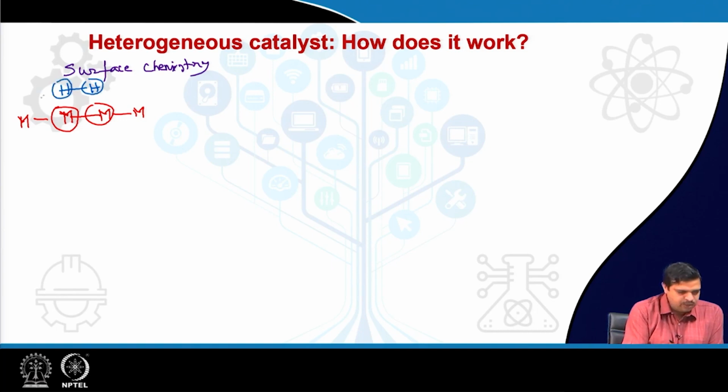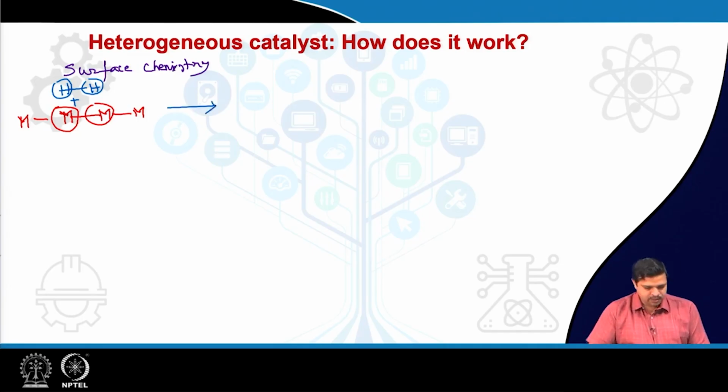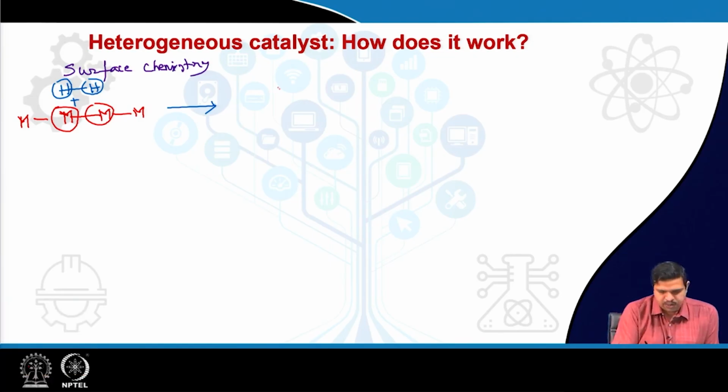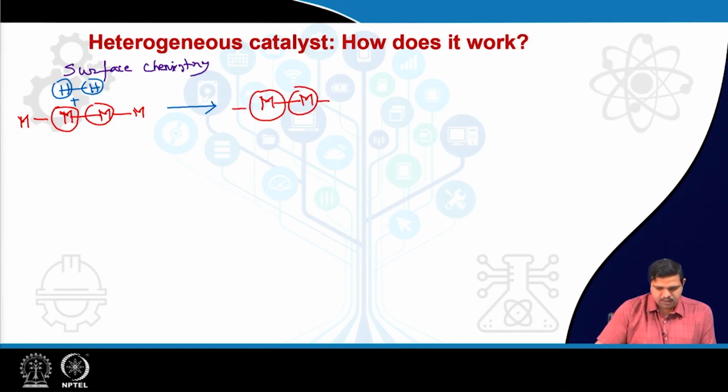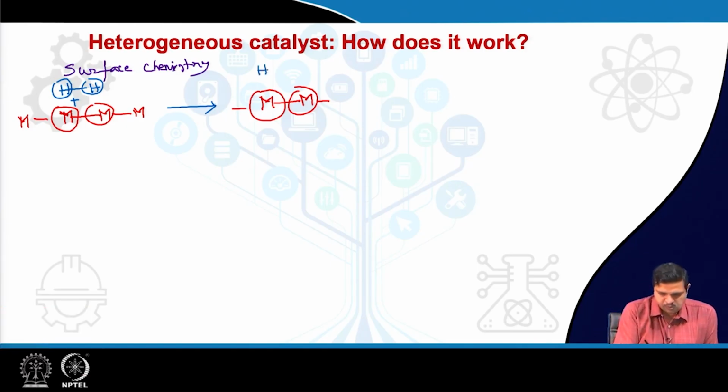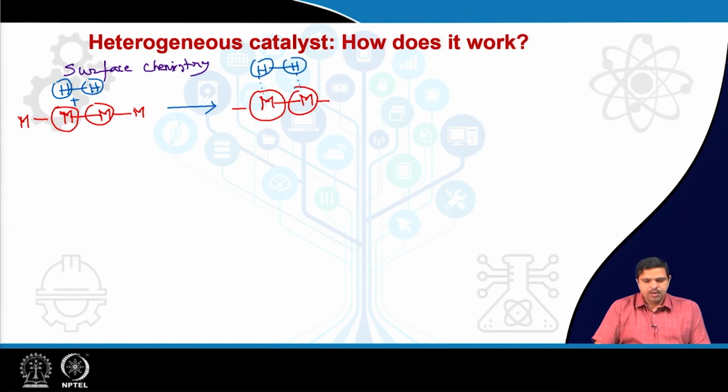So, what will happen? There will be some kind of interaction, and I will discuss what kind of interaction it is. It is some kind of weak interaction, and generally this interaction is van der Waals interaction in nature.